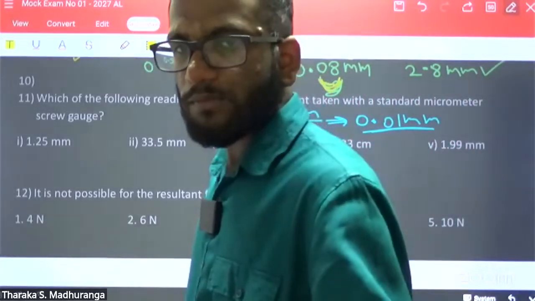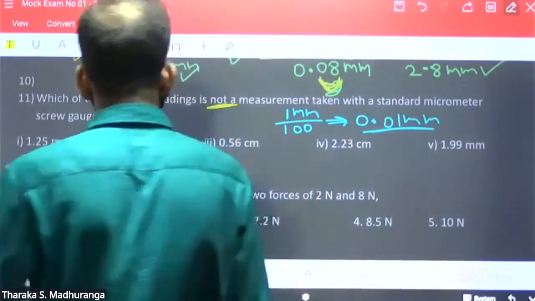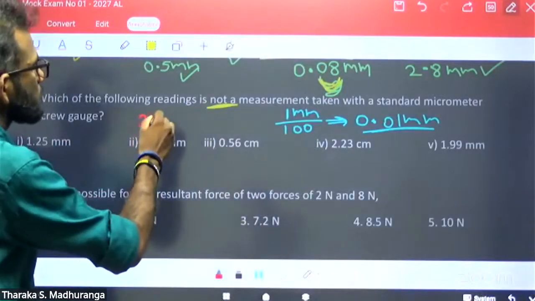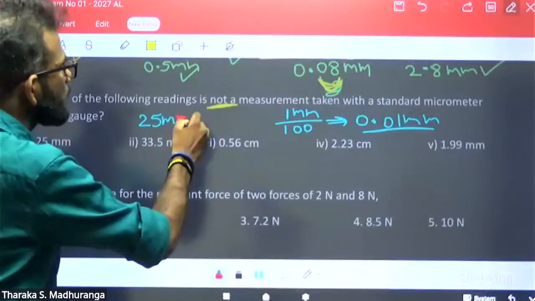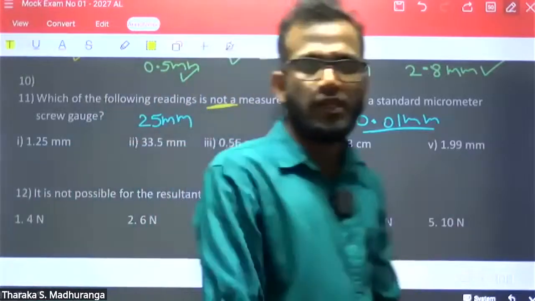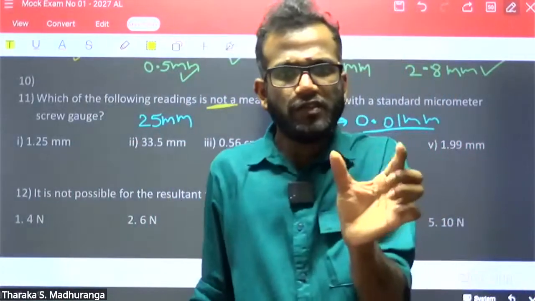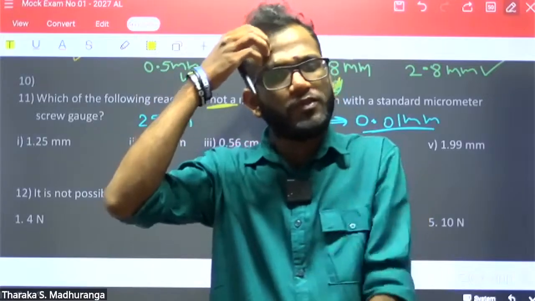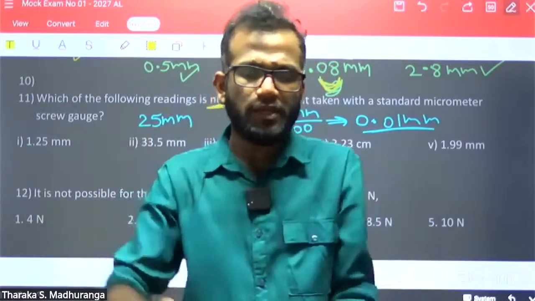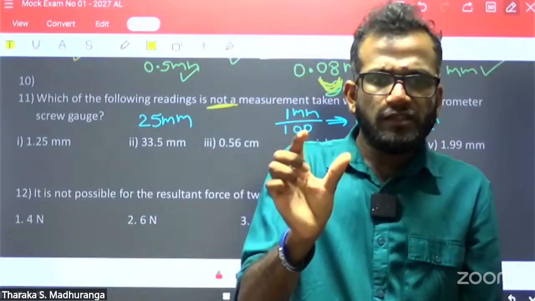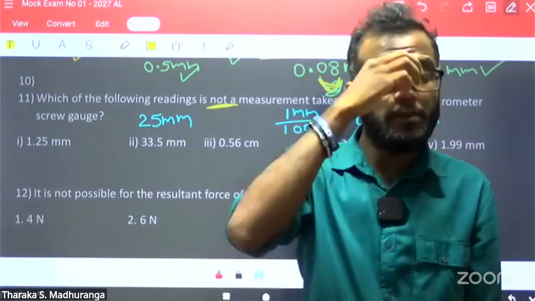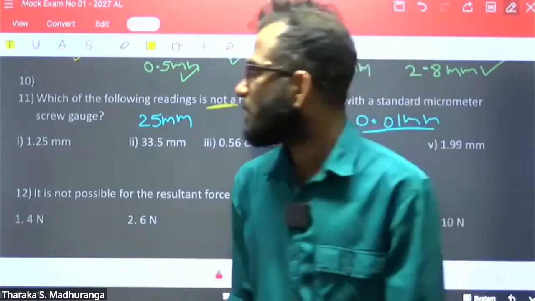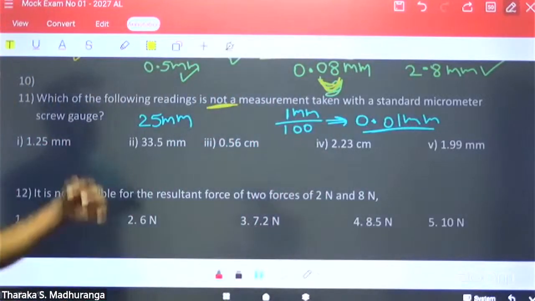Good, Fatima. The maximum measurement is 25 millimeter, or 2.5 centimeter. Only 2.5 centimeter. That's the maximum measurement. Only this type of distance we can measure in a standard micrometer screw gauge.